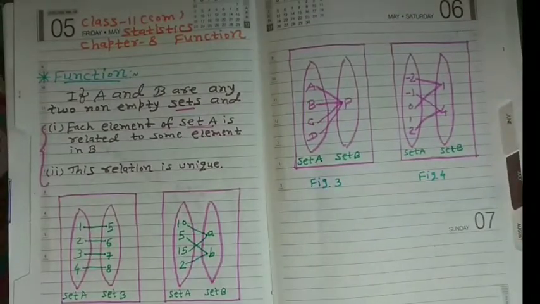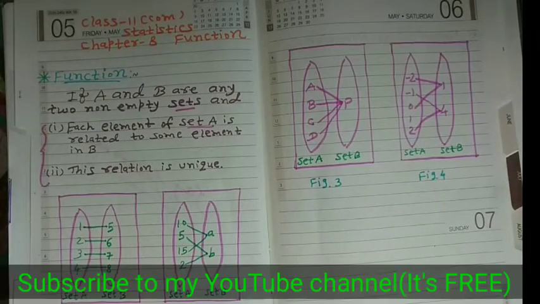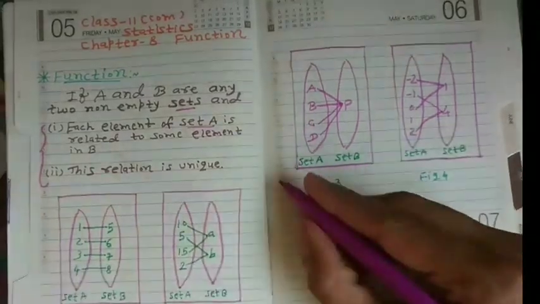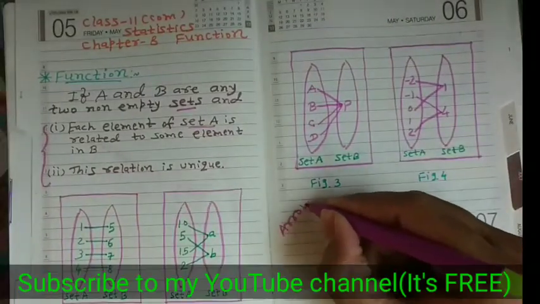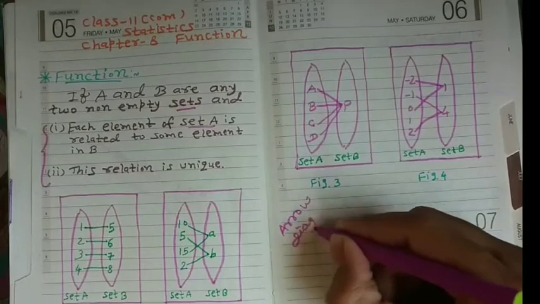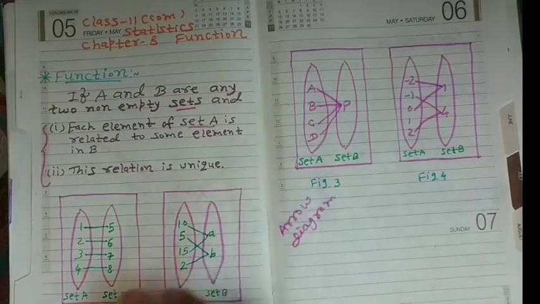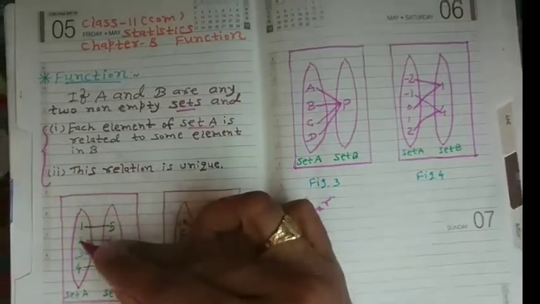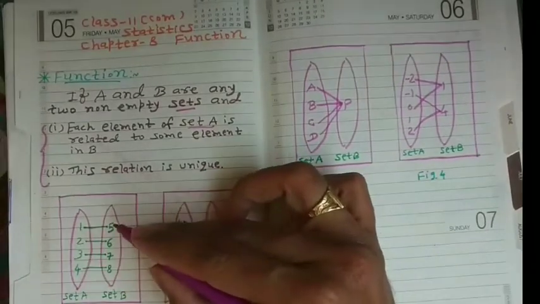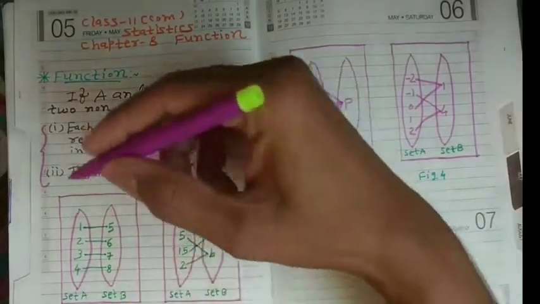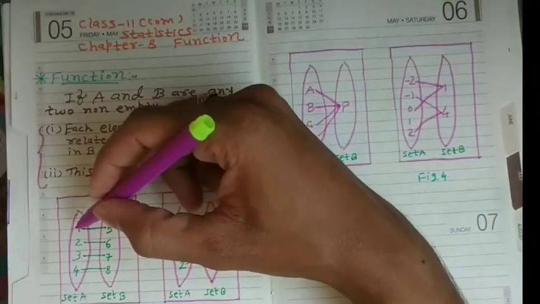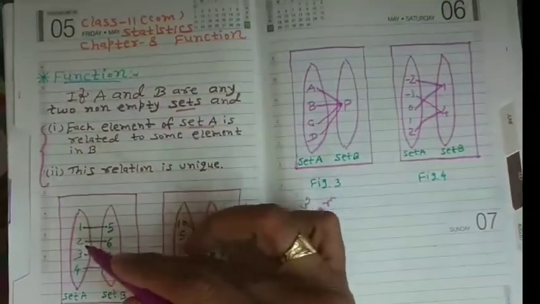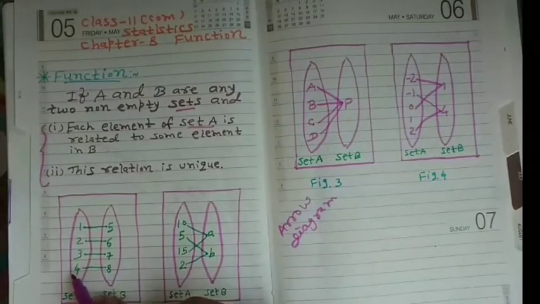See here, four figures are given. It is known as an arrow diagram. So here in the first diagram, set A is 1, 2, 3, 4, and set B is 5, 6, 7, 8. And see here, 1 is connected to 5, 2 to 6, 3 to 7, and 4 to 8.